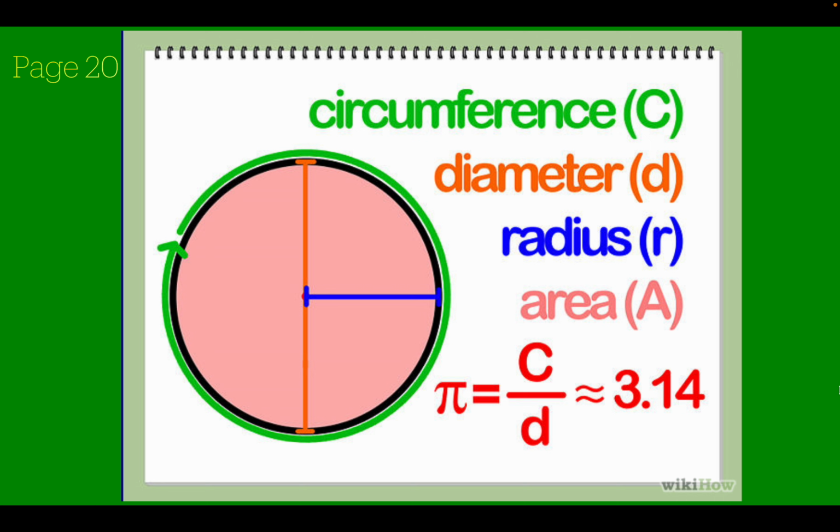Alright, day 2 of circles. Yesterday, on page 20, you should have drawn this. If you were not here yesterday, go ahead and go to page 20 and draw this. Make sure you label everything. You don't have to color code it, but you do have to label it. So if you don't color code it, make sure you put circumference around the circle.